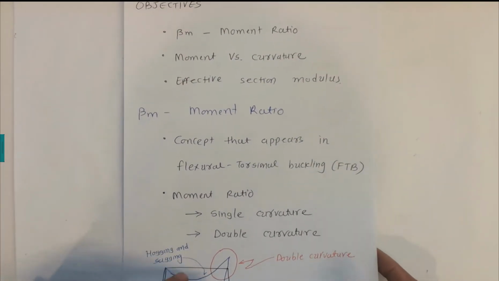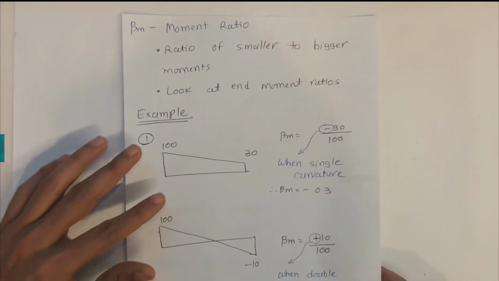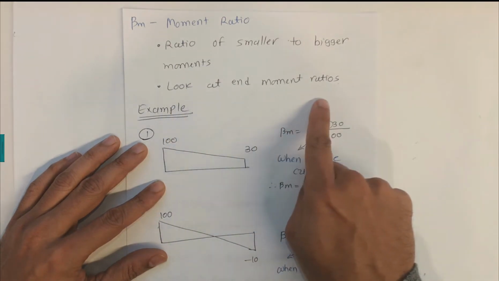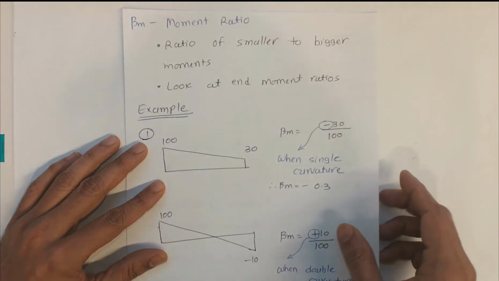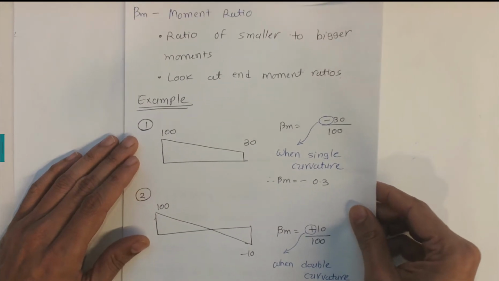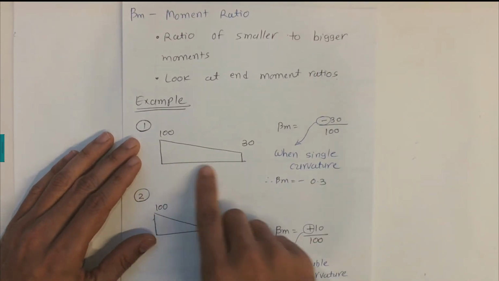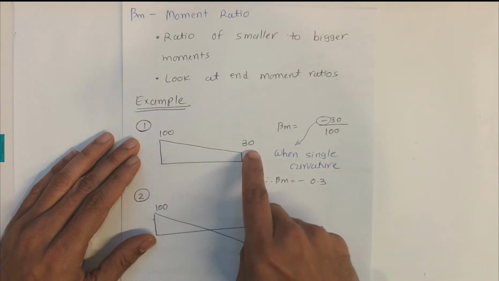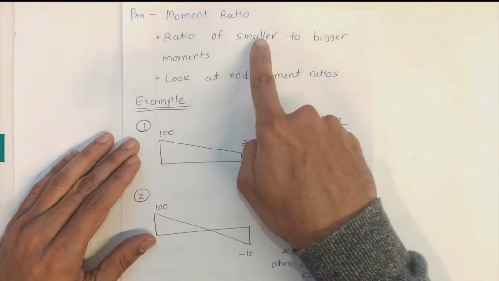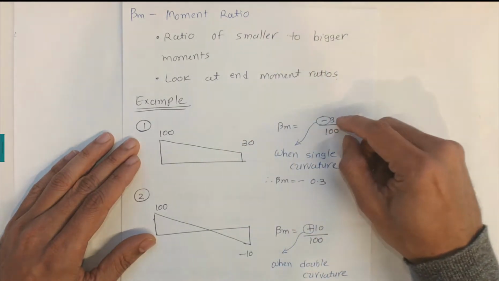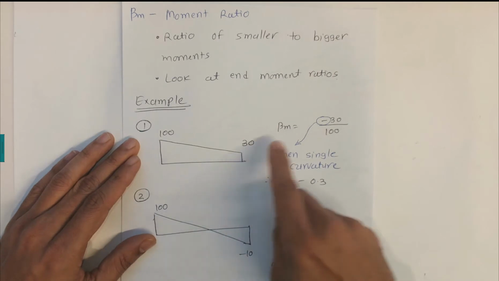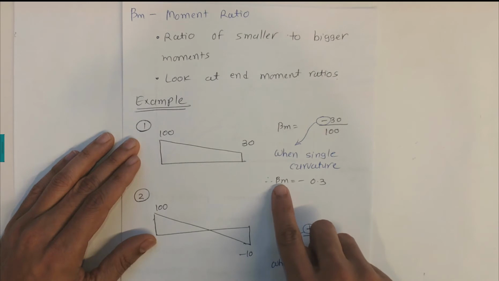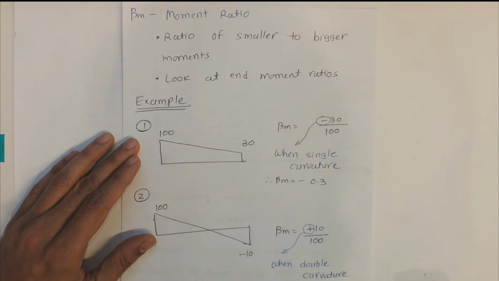Now, to provide more information, the moment ratio is the ratio of the smaller to the bigger moment. Look at the end moment ratio. I have taken two examples here to explain beta m. The first is single curvature. Say one end is 100 kilonewton meters and the other is 30 kilonewton meters. We need to find the smaller divided by the bigger. When you have single curvature, beta m is defined as negative, so beta m equals minus 0.3.